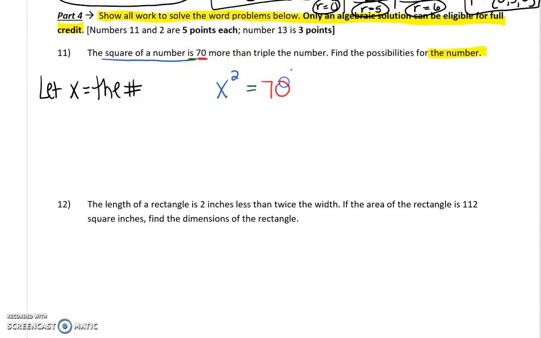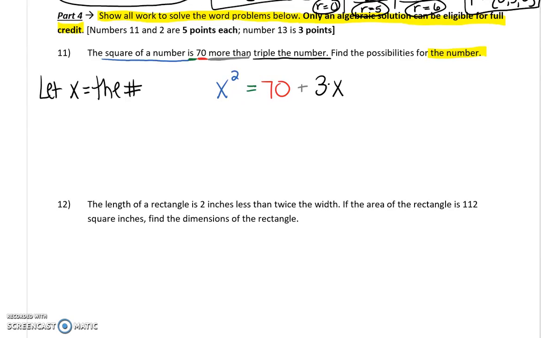70, of course, means 70. More than is indicating addition. Triple the number means 3 times the number, which I'm referring back to my x, which is representing the number. So this is our equation. If you can set up this equation, the rest of this word problem is not a word problem at all.